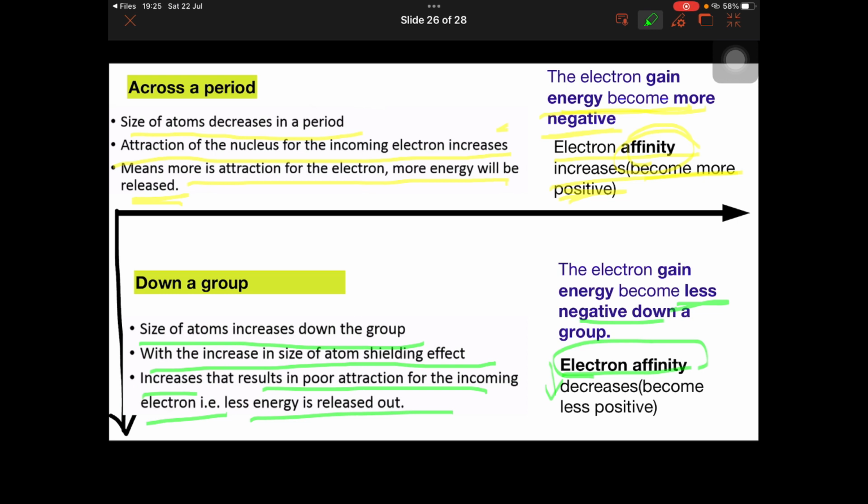I hope you understand about these variations as well, and you are supposed to apply this information to a given situation.